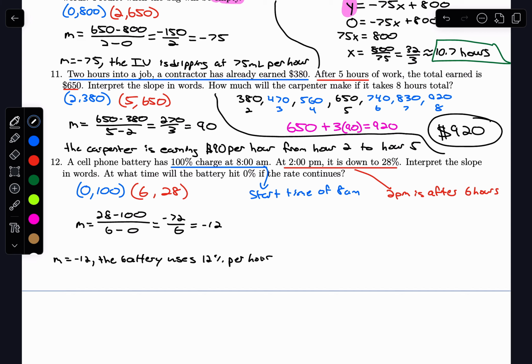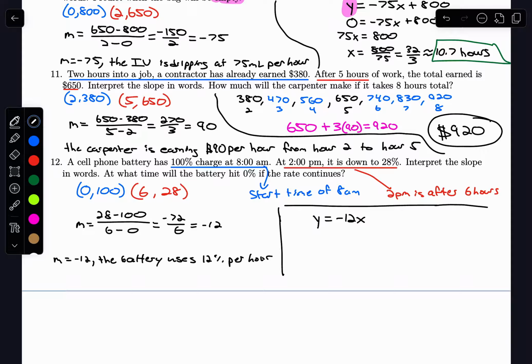And now what it wants us to calculate is when will the battery hit 0%? So now we're going to do something similar to what we did in 9 and 10, where we're going to set up an equation. That way we can then solve for when it will hit 0. So for our equation, we know that it starts at 100%, and we know that the start time is 8 a.m. and that the slope is negative 12. So we're going to go with y equals negative 12x. That's our slope times x.